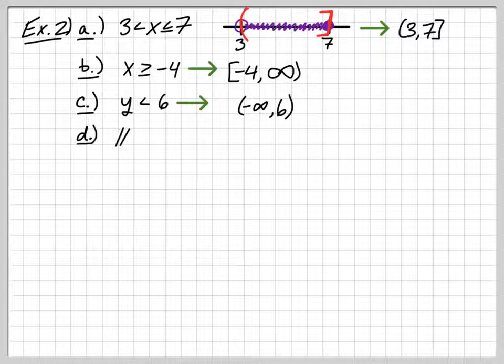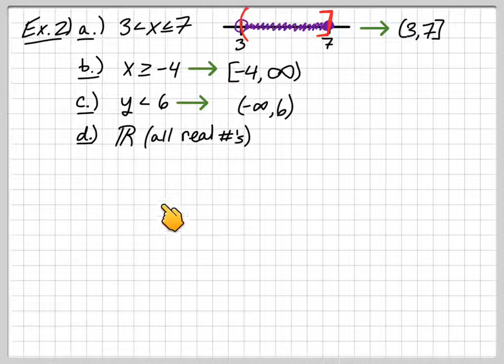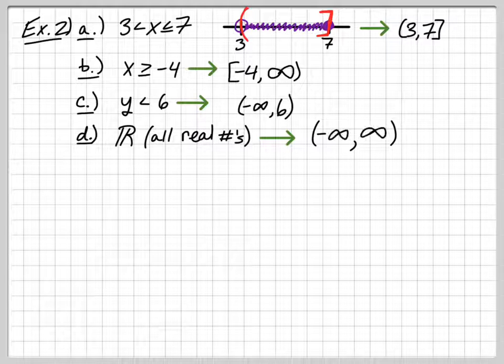Last but not least, part D, that R thing right there. So that's a symbol for the real numbers. So all real numbers, and none of the fake ones, all real numbers. So that's the infinities, right? The lazy eights, from negative infinity to positive infinity. That's how you represent that in interval notation.